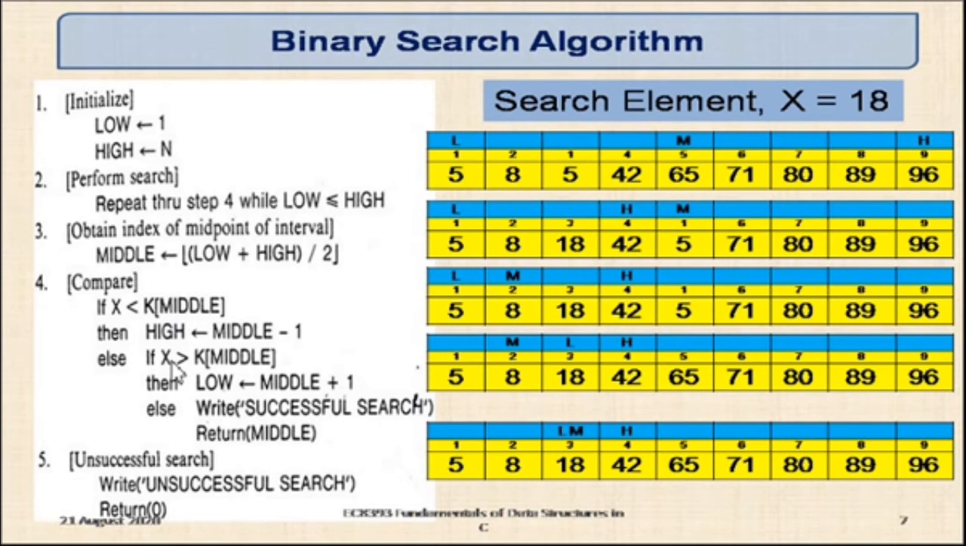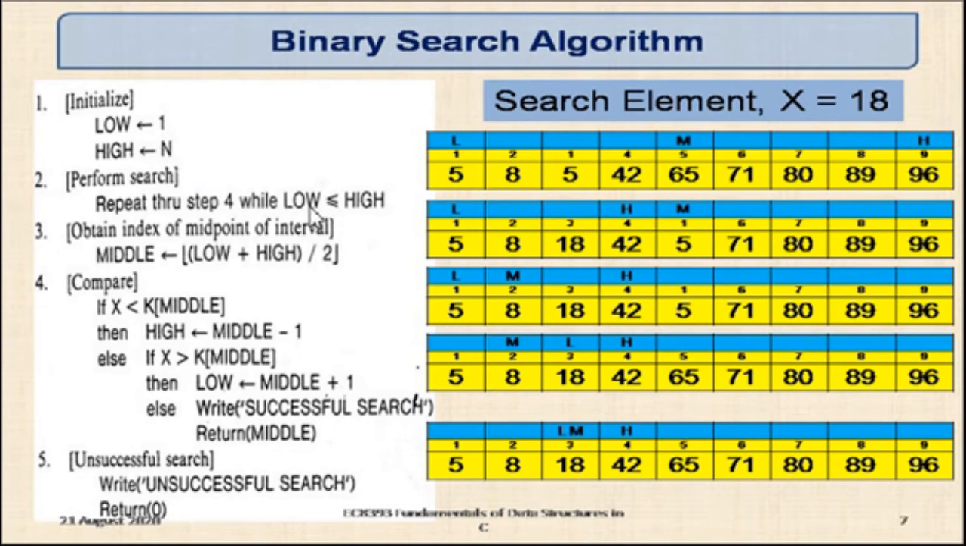Else case. It checks whether x 18 is greater than K of middle, that is K of 2. Okay, 18 is greater than 8. That means we can discard the left half of the effective array. Again, now we have to adjust the lower pointer low. Then low is equal to middle plus 1. That is why the lower pointer is adjusted from the location 1 to 3. Following? And it goes back.